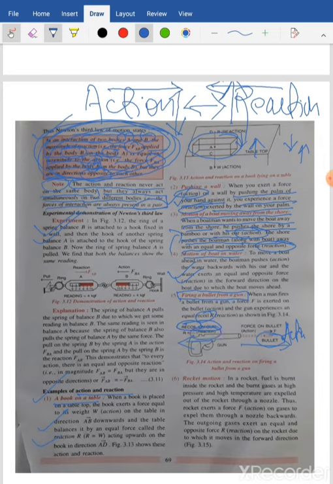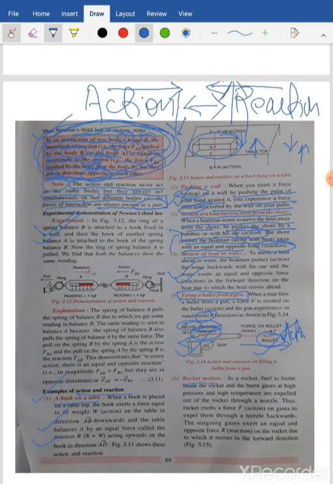So here you see action is on the bullet, reaction is on the gun, acting on two different bodies, but they are acting together simultaneously in the pair. So whenever you are applying Newton's third law, you have to apply it in such a way that there is always a pair of forces, meaning action force and reaction force.